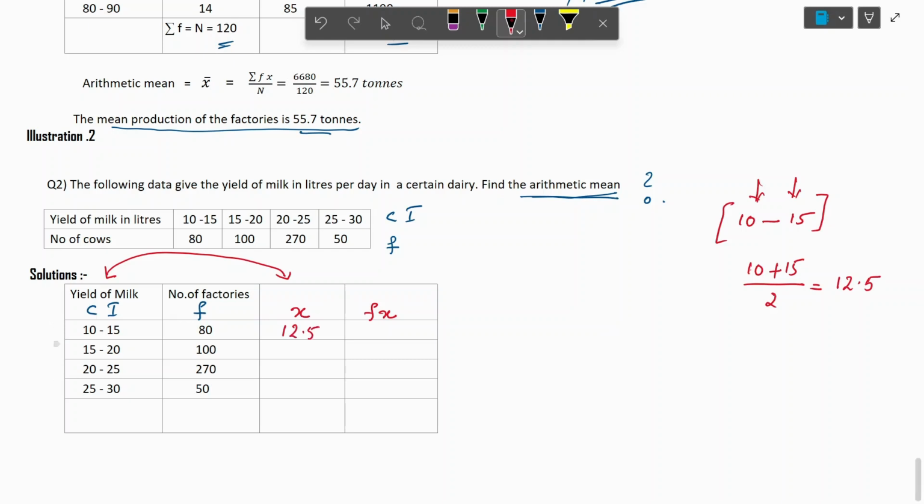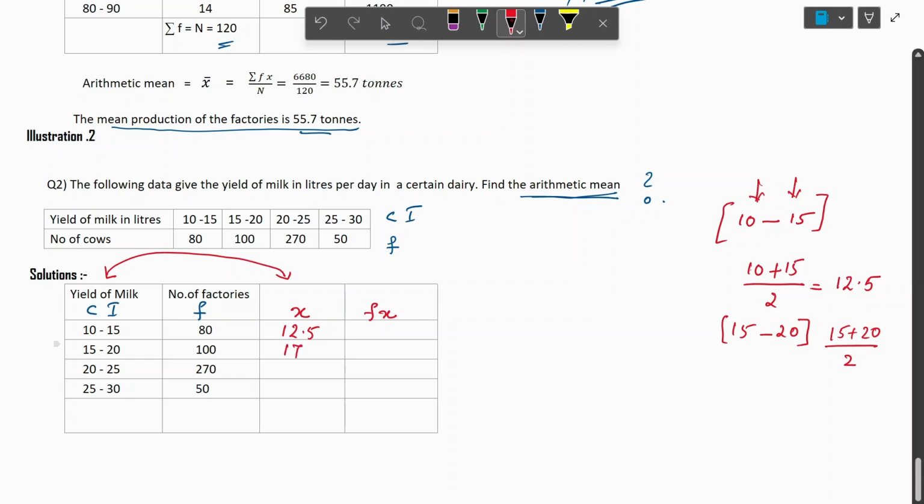The same way you are going to do it for 15 to 20. In this interval, what is the midpoint? You are going to add 15 plus 20, all divided by 2. That is 35 divided by 2. Your answer is going to come 17.5. Like that, continue and complete it. 20 to 25, what is going to come? 22.5, and next one 25 to 30, that is 27.5.